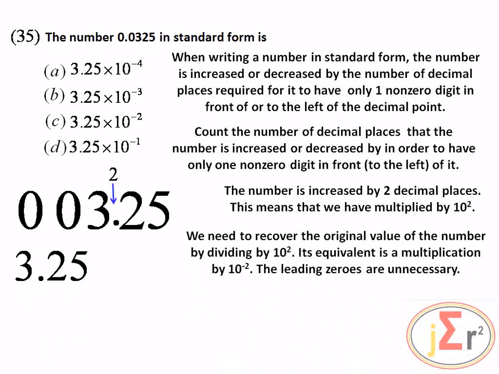We need to recover the original value of the number by dividing by 10 to the power of 2. Its equivalent is a multiplication by 10 to the power of negative 2. So we are dividing by 10 to the power of 2, and the effect is multiplication by 10 to the power of negative 2. The leading zeros are unnecessary, so we do not have to include them. So we have 3.25 times 10 to the power of negative 2.